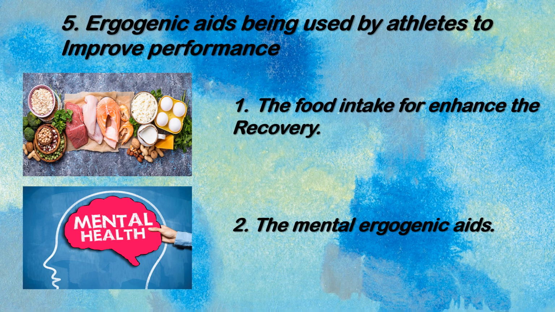Number five is ergogenic aids being used by athletes to improve performance. Number one is the food intake to enhance recovery. For example, an athlete should take food such as protein and carbohydrate to supply energy in doing the jump. The food intake must be one of the ergogenic aids for athletes. Food intake must be food that is high in energy such as fish, meat, and bread to supply energy in the body. And number two is the mental ergogenic aids.